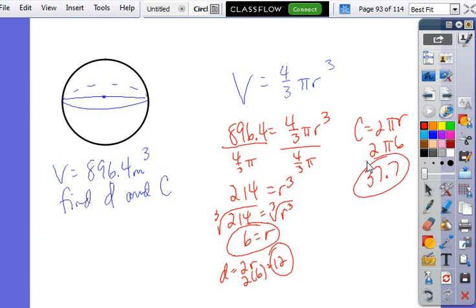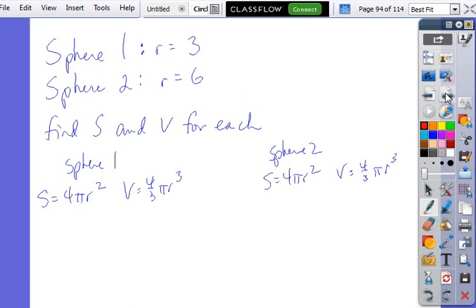All right, so if I want to find the surface area and volume for each one of these, the first one has a radius of 3, so I'll go 4 pi 3 squared. How much is that? 113.1. All right. And the second volume would be 4/3 pi r cubed, and it just happens to be the same thing. That's not going to happen very often.